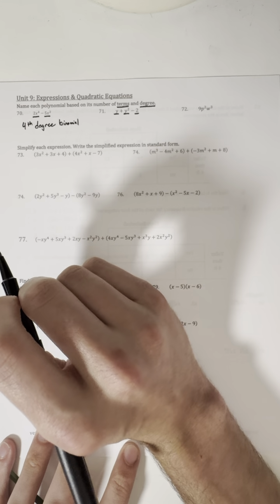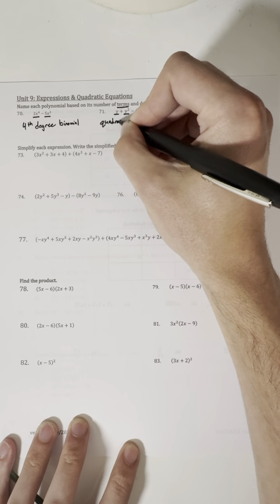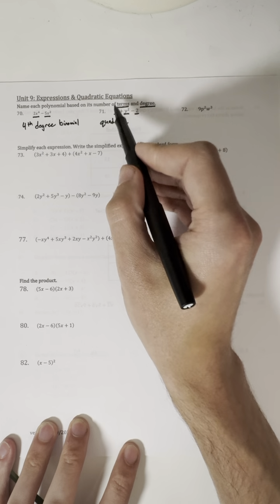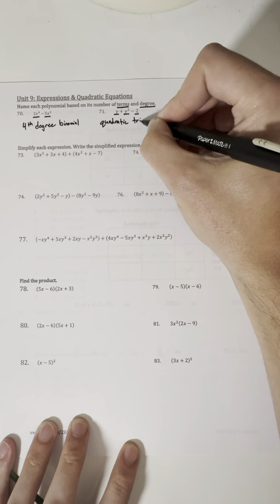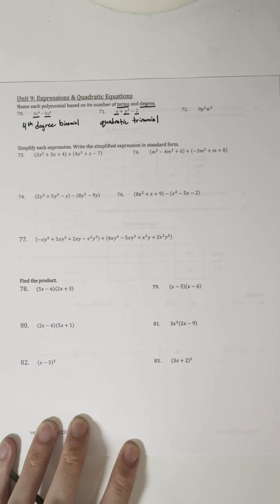And instead of just saying second degree, we have a fancy word for that. We call it quadratic. And we talk about quadratics a lot. So this is a quadratic, and because it has 1, 2, 3 terms, that makes it a trinomial, like a tricycle that has 3 wheels.